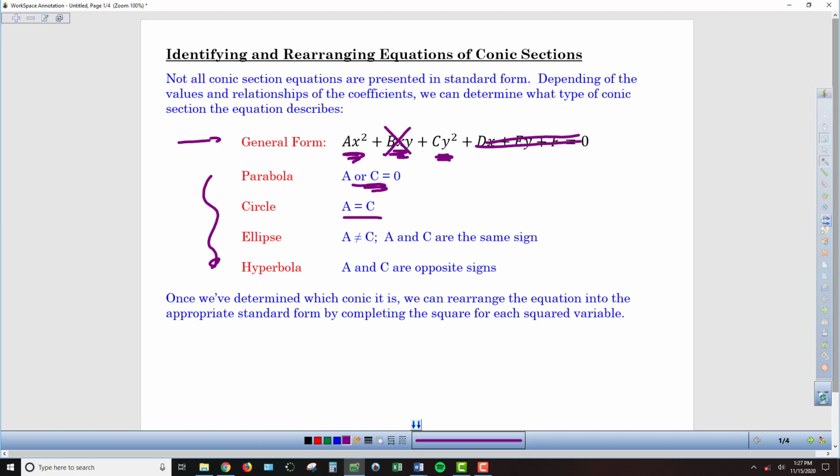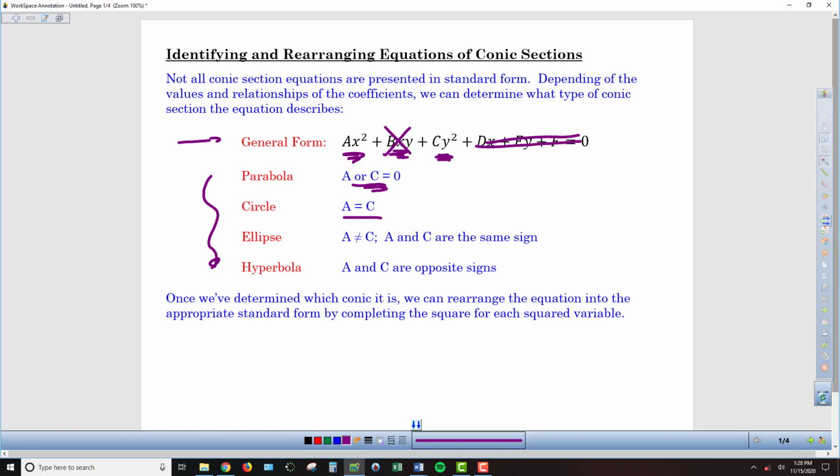If a and c are equal to each other, meaning the coefficient in front of both the x squared and y squared is the same number, both the same number and the same positive or negative sign, then it's a circle. So if it's negative 2x squared minus 2y squared, or if it's 6x squared plus 6y squared, then we know that it's going to be a circle.